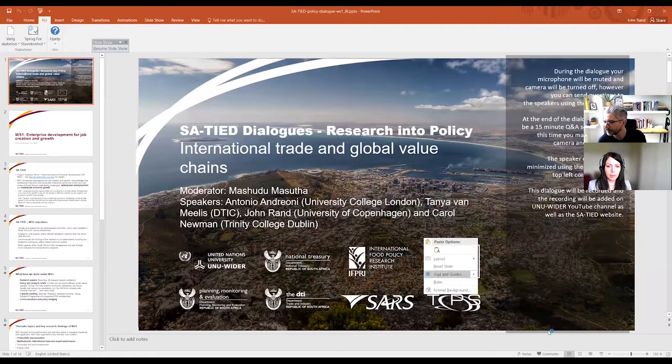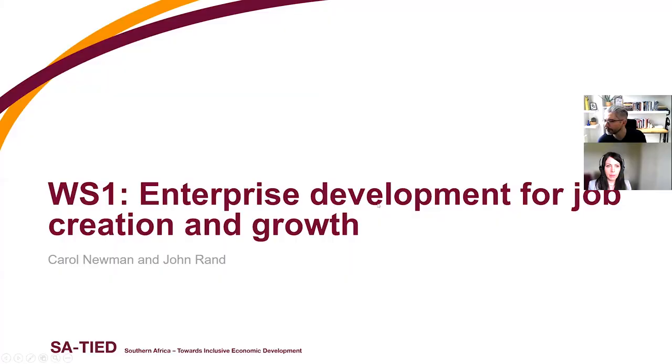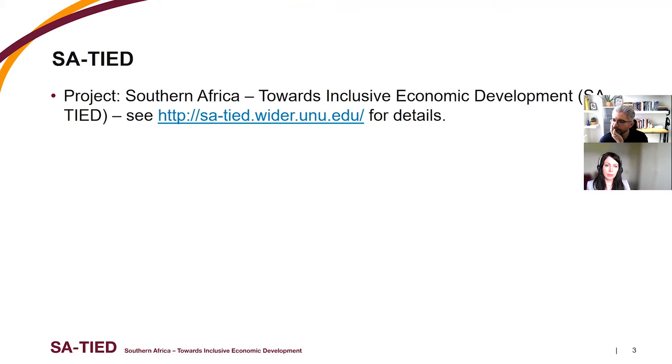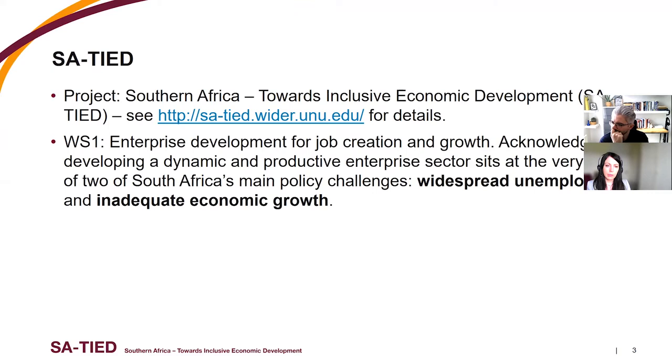So thank you so much. As Ms. Yudo mentioned, we are going to talk about enterprise development for job creation and growth. So this is work stream one in the overall essay type project. So this is the homepage that Mashudu referred to, where you can find all the details about what we are talking about today. So work stream one is enterprise development for job creation and growth.